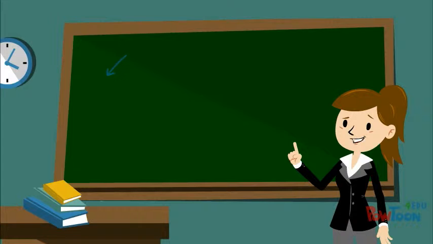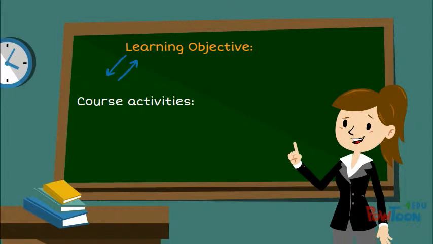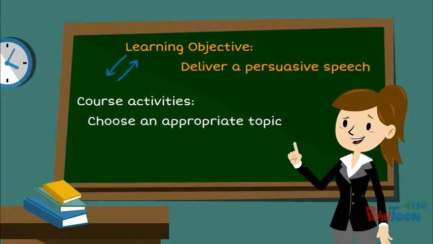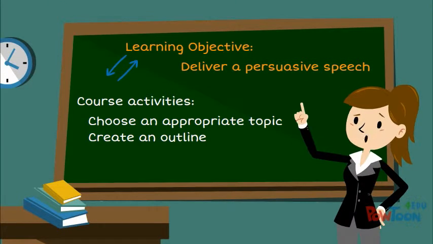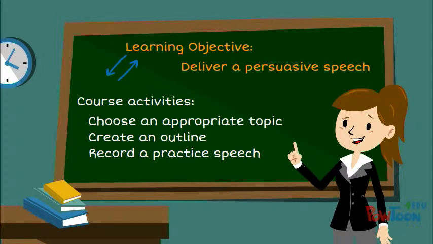An example of a proper alignment between objectives and activities is when the objective is that the learners deliver a persuasive speech, and the course activities prepare them for the speech by requiring them to choose an appropriate topic, create an outline of what to include in the speech, and record a practice speech.